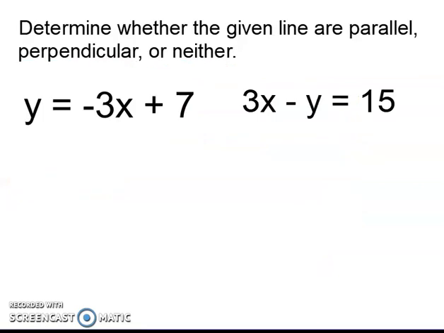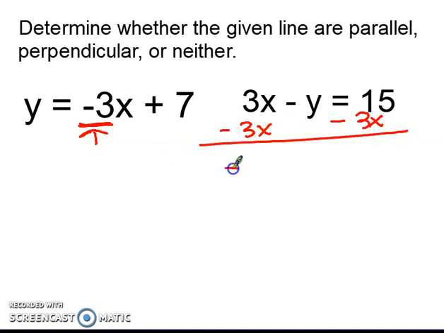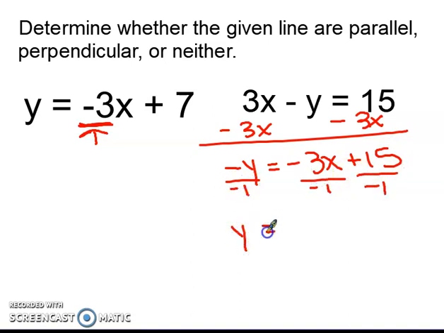Determine whether the lines given are parallel, perpendicular, or neither. You can graph these. My only suggestion with graphing them, if they intersect each other, we know they're definitely not parallel, but make sure you check their slopes to see if they're perpendicular. Do not assume one way or another. Well, my first equation is already in slope-intercept form, so I know my slope is -3. My second equation, I'm going to solve for y. So I'm going to subtract 3x on both sides, so -y equals -3x plus 15. And then I'm going to divide everything by -1. So y equals 3x minus 15.